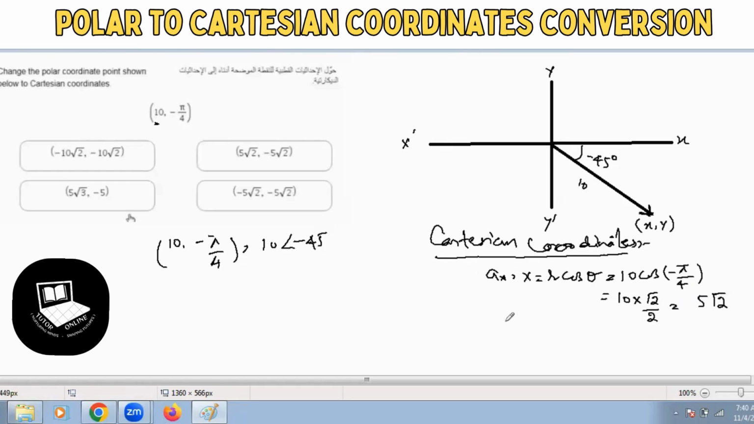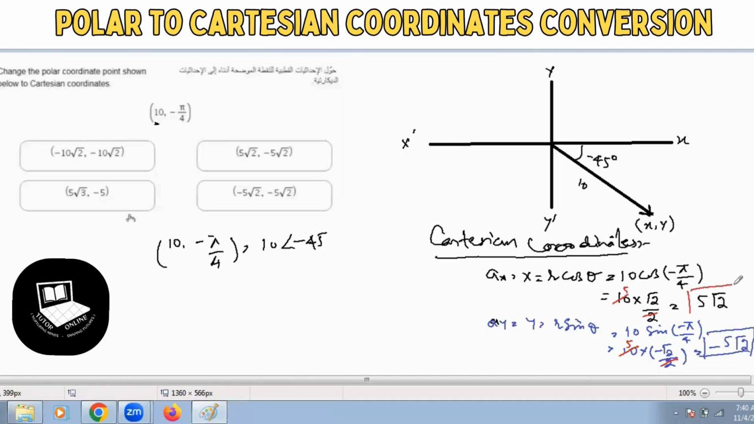Now let's find out the second one, the Ay component. What will be the Ay component? Ay is equal to y, same magnitude but with sine theta, so it will be 10 times sine of negative pi by 4. But remember, in sine, the negative sign remains negative. 10 times negative root 2 over 2, which will be negative 5 root 2, because this 2 will be cancelled out with this 10, remaining will be 5. Similarly, here this 2 will be cancelled out with 10 and remaining will be 5.